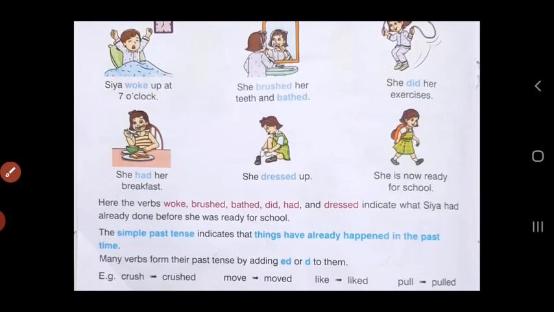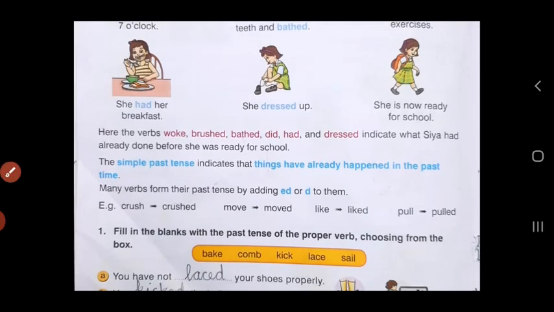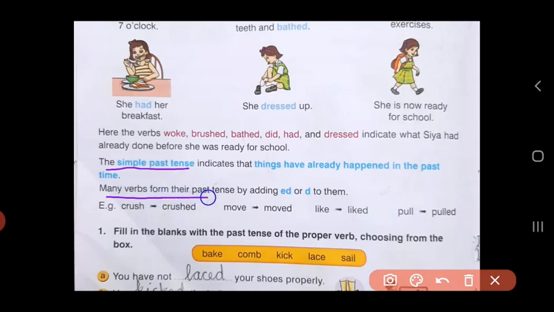So children, simple past tense indicates that things have already happened in the past time. They are not happening now, but have happened some time ago. Now, how do we make verbs to past tense? The simple past tense, many verbs form their past tense by adding ed or d to them.